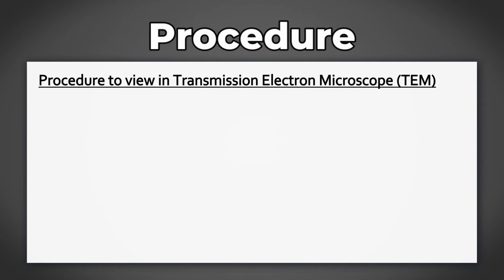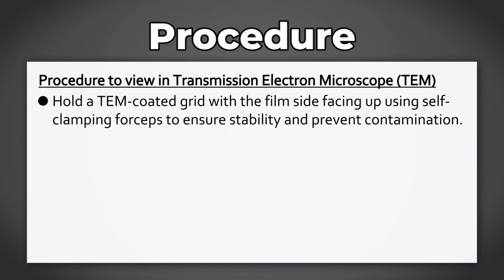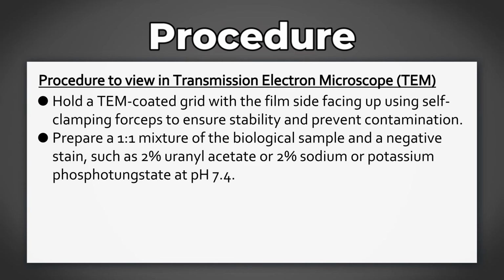Procedure to view in transmission electron microscope. Hold a transmission electron microscope-coated grid with the film side facing up using self-clamping forceps to ensure stability and prevent contamination. Prepare a 1-to-1 mixture of the biological sample and a negative stain, such as 2% uranyl acetate or 2% sodium or potassium phosphotungstate at pH 7.4.